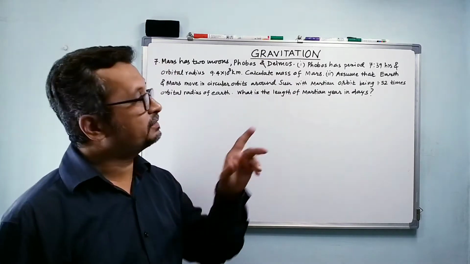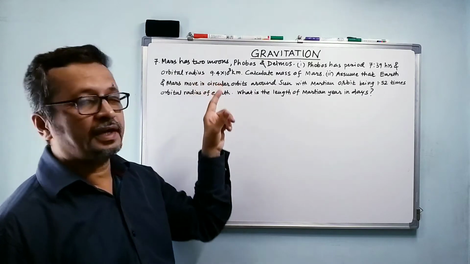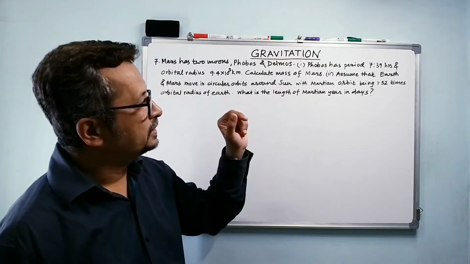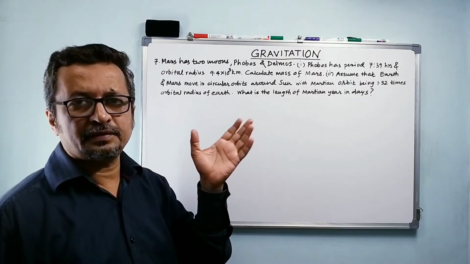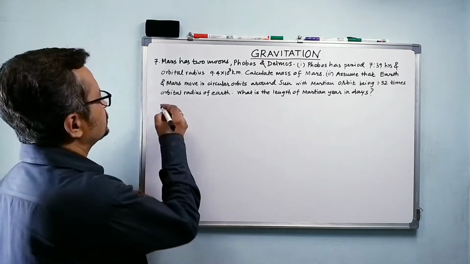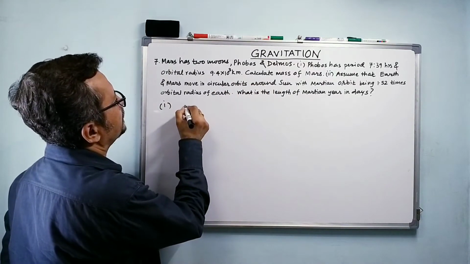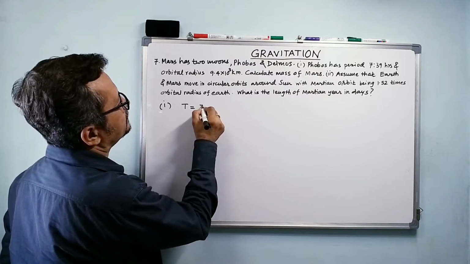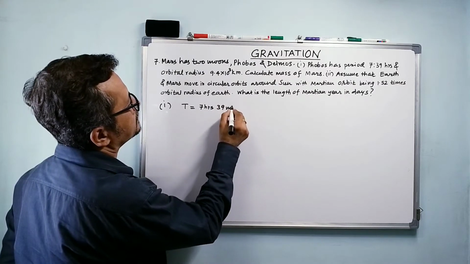Correct. So we have been given the time period and orbital radius, and we have to calculate the mass of Mars. That is the first part. So let us do it, and the second part we will start when we complete the first part. So part 1 here, time period. So T is equal to 7 hours and 39 minutes.